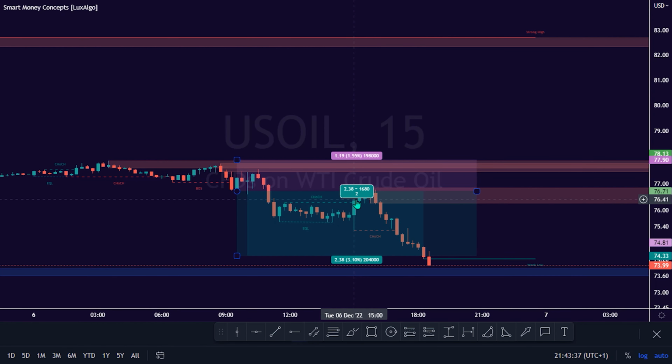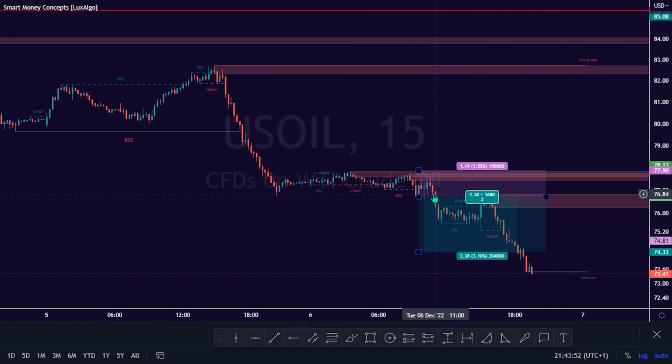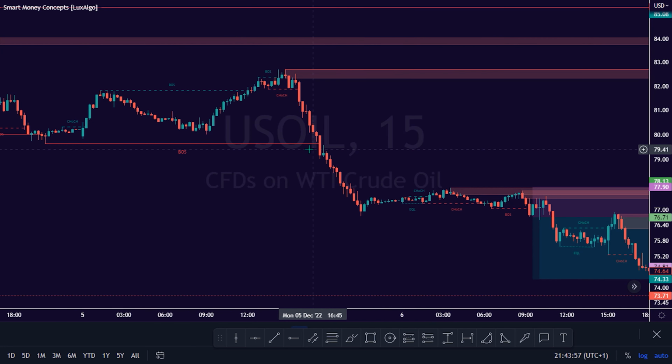Our take profit hit. As you can see, this indicator highlights all relevant components of Smart Money Concepts, which can be a very useful interpretation of market structure, liquidity, and a power tool for price action traders.